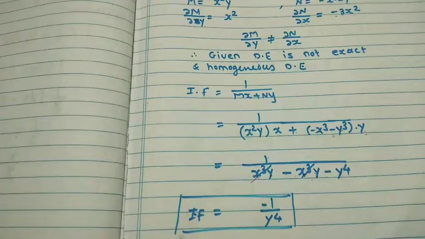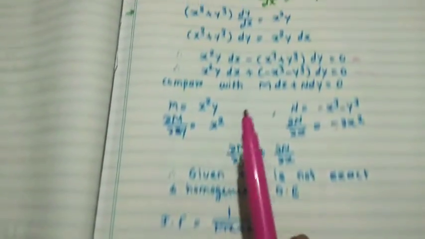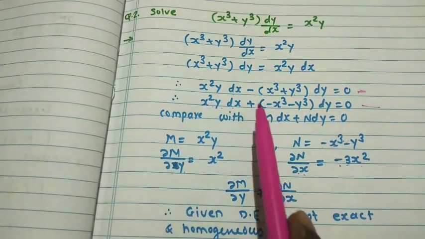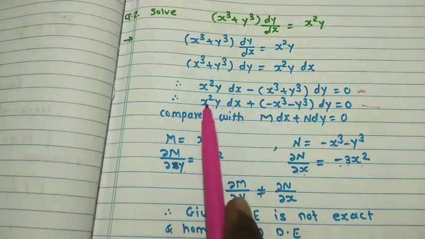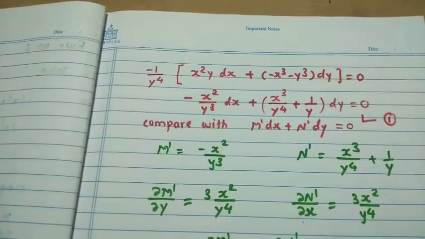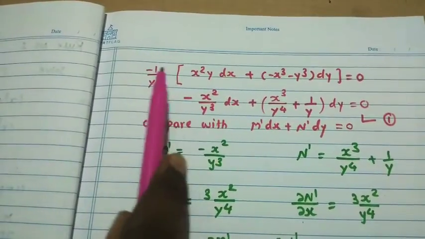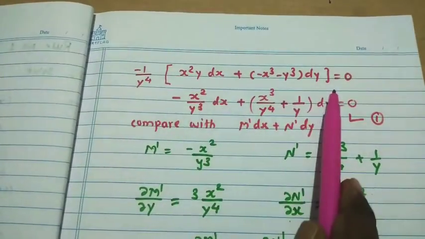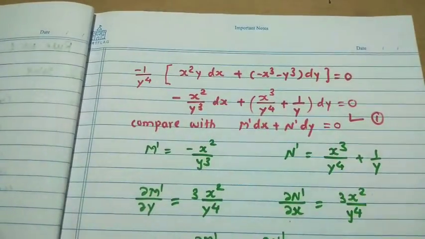Now next step is to multiply this integrating factor to the given differential equation. So this is the given differential equation. Multiply 1 upon minus y raised to 4 to this differential equation so that it becomes an exact differential equation. Let's see that part. So here we are multiplying minus 1 upon y raised to 4 to the given differential equation.